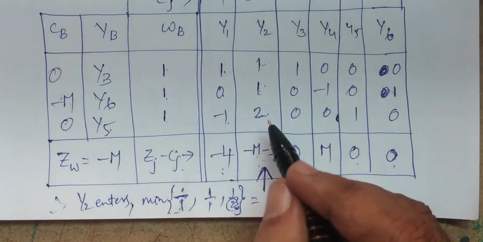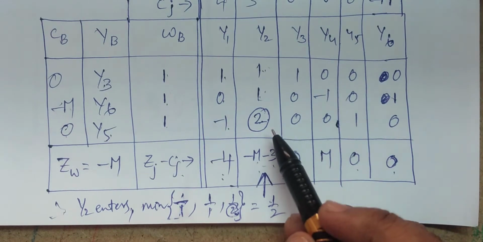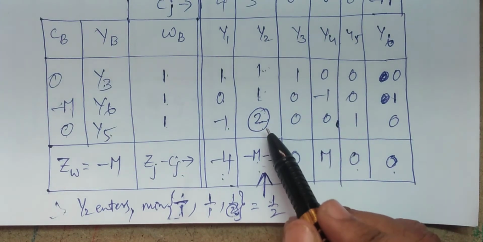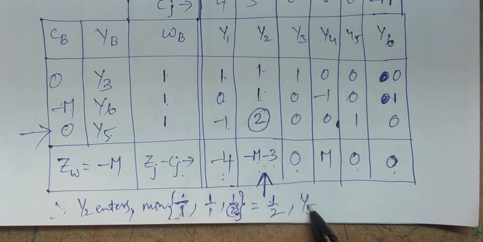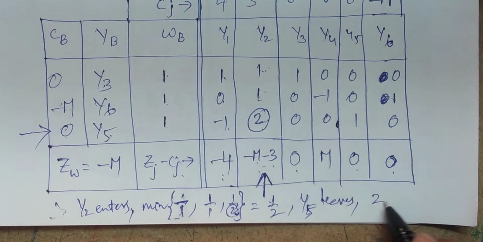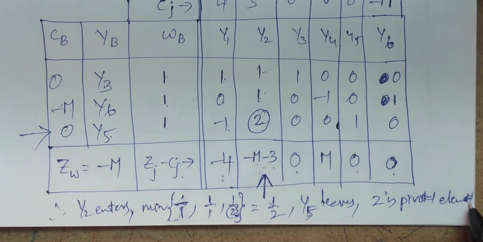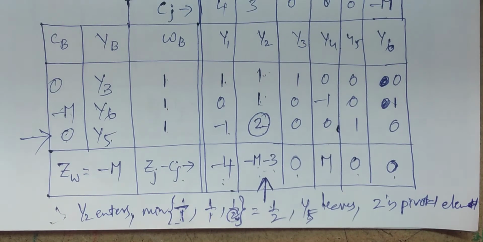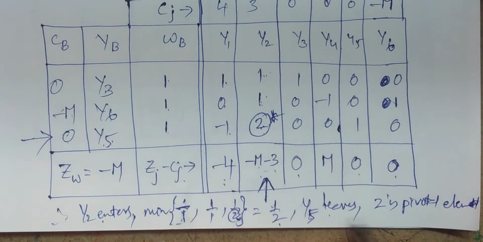So which is the element here in the simplex table? It is 2, right? This is the important step. The corresponding vector is y5, therefore y5 leaves. 2 is the pivotal element. All the calculations are here. y2 enters, minimum ratio 1 by 2 corresponding to the element 2, and we have marked it out. This is the pivotal element, and the corresponding vector y5 leaves.